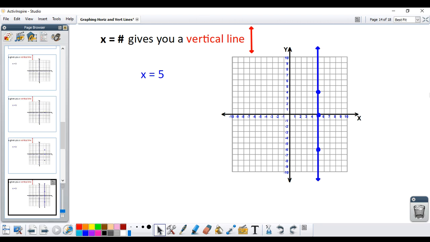Okay, similarly with x equals negative 3, I'm going to find where x is equal to negative 3 on the x-axis, put my point. I'm going to move up and down where x is still negative 3 and put a few more points wherever I want. And then I'm going to draw my vertical line in.